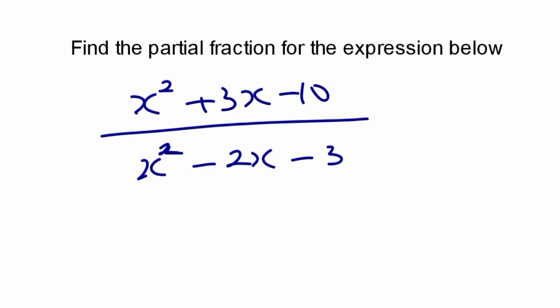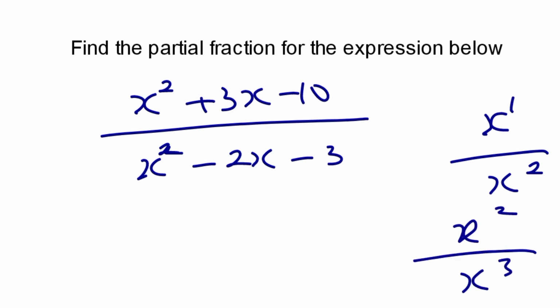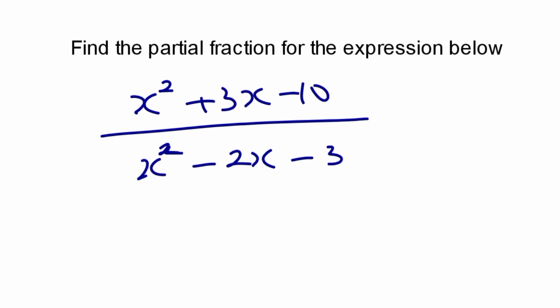But in this case, we can see that the numerator and the denominator both have x². Normally, we have x to the power of 1 and x to the power of 2, or x to the power of 2 and x to the power of 3. The numerator has to be a degree less than the denominator. But in this case, it is different. Since the numerator and the denominator have equal degree, as in this case 2, as we stated in the last video, then we need to apply division to it.